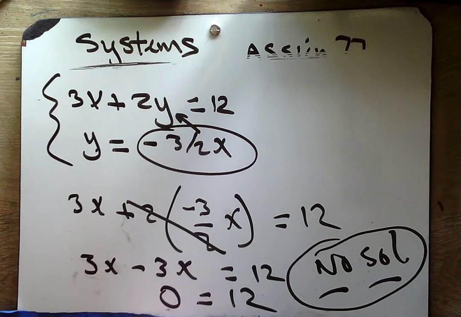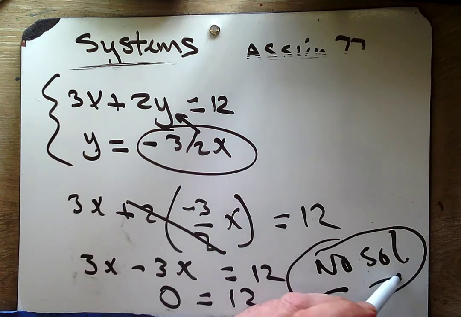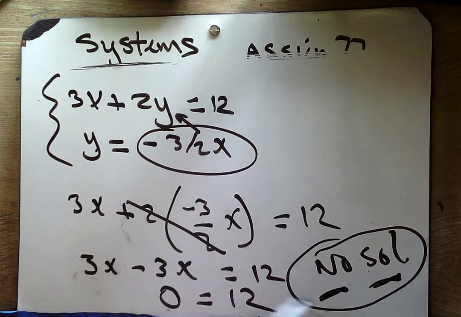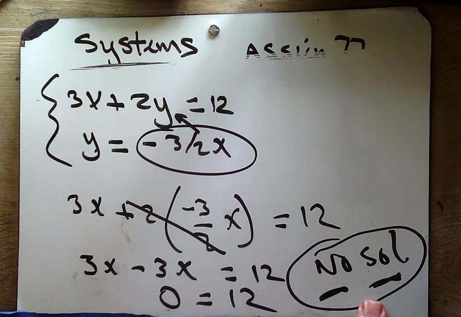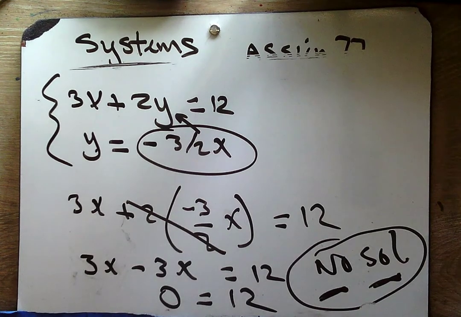In non-Euclidean geometry, parallel lines can actually intersect, and triangles can have more than 180 degrees. It's a very interesting place, but right now we're working in the Euclidean universe where parallel lines don't intersect. And since a solution to a system is a point of intersection, we know this has no solution.